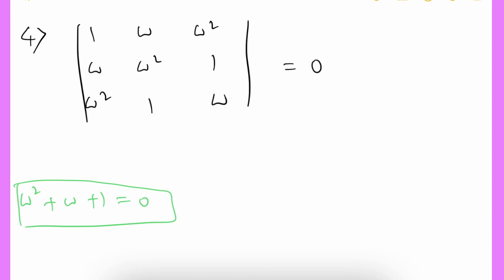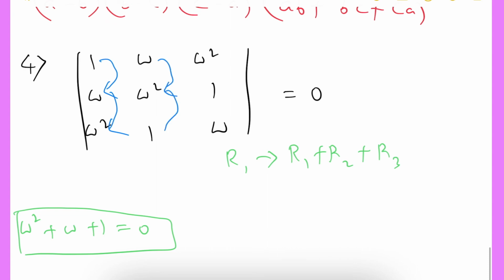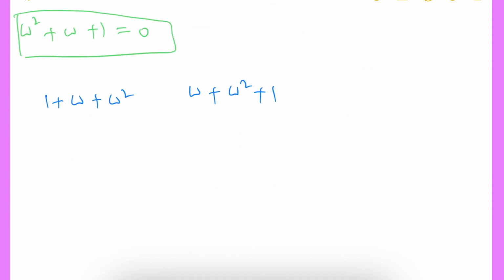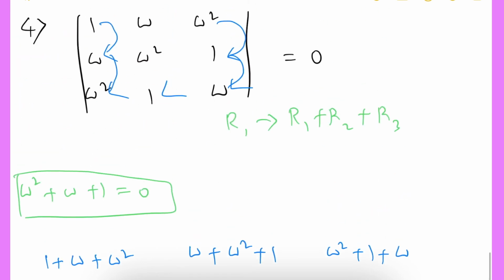So to get all those, for row 1, I will add row 1, row 2, row 3, R1 plus R2 plus R3. Then what will it become? 1 plus omega plus omega square. Second element, omega plus omega square plus 1. The same way, third element, omega square plus 1 plus omega. This is the first row, and the second row and third row are as they are now.